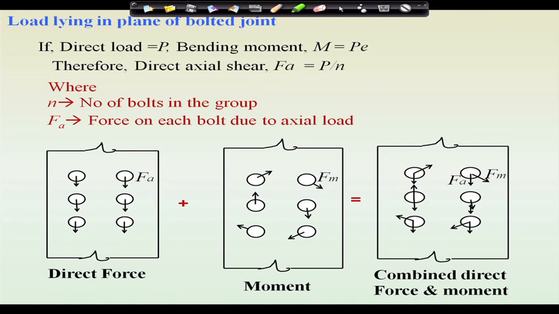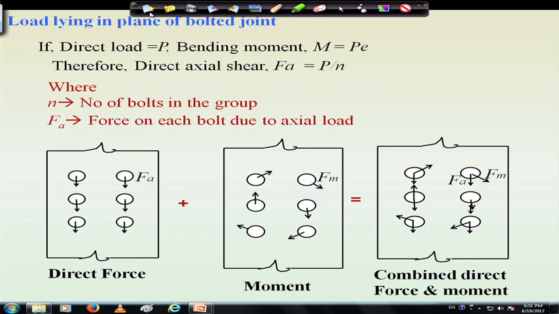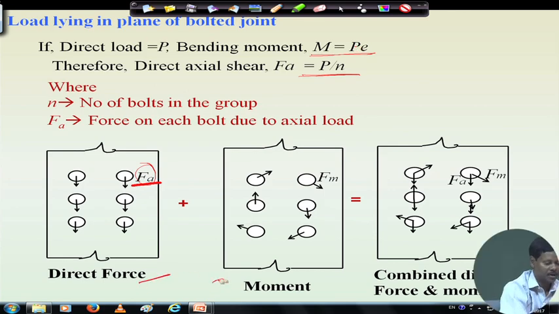So, these two will be added and we have to find out the equivalent load. This is what I have discussed, that if we can find out the direct force, that will be Fa, and this Fa will be simply P by N. If P is the load, then P by N will be the Fa, and similarly the moment will be P into E, where P is the axial load and E is the eccentricity.